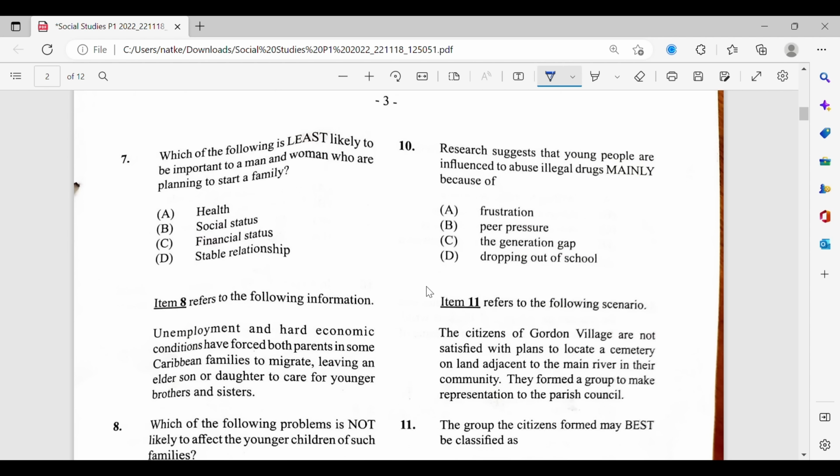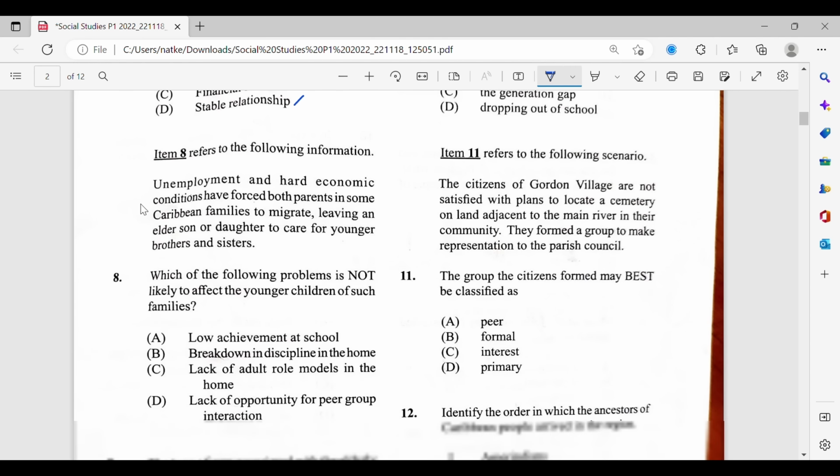Number 7. Which of the following is least likely to be important to a man and woman who are planning to start a family? So would they be thinking about their health, social status, financial status, or stable relationship? So it said which one is least likely to be important to them. So that would have been letter B, their social status.